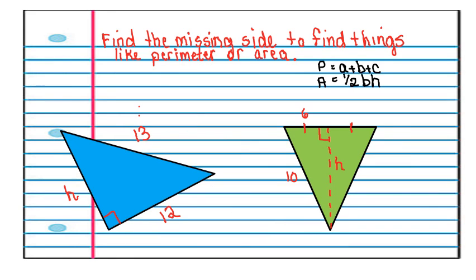We can find the missing side so that we can find things like perimeter and area. Remembering that perimeter of a triangle is a plus b plus c, the 3 sides added together, and area is 1/2 the base times the height, bh. So on my first triangle here, we're missing a height.